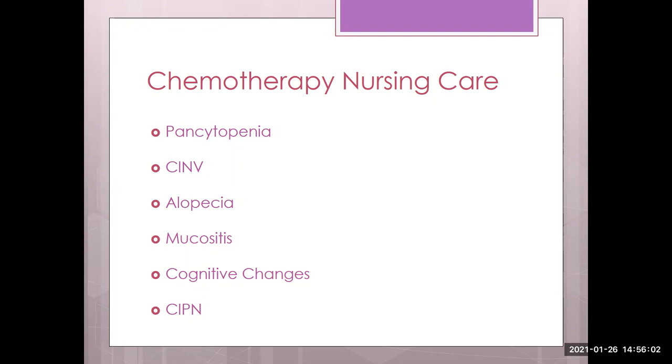If they do have alopecia, make sure they know to protect their head. So if they do go outside, they should have a hat or scarf, something over it, and avoid the sunlight so that it doesn't cause damage to their head and that tissue.